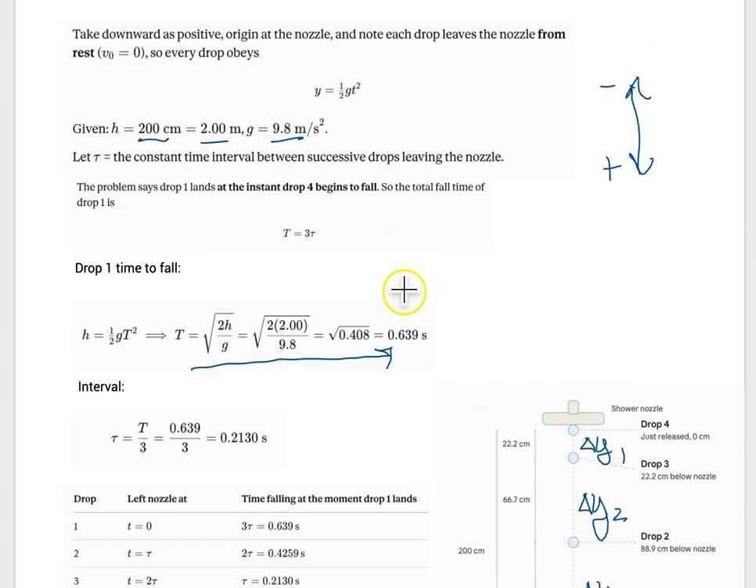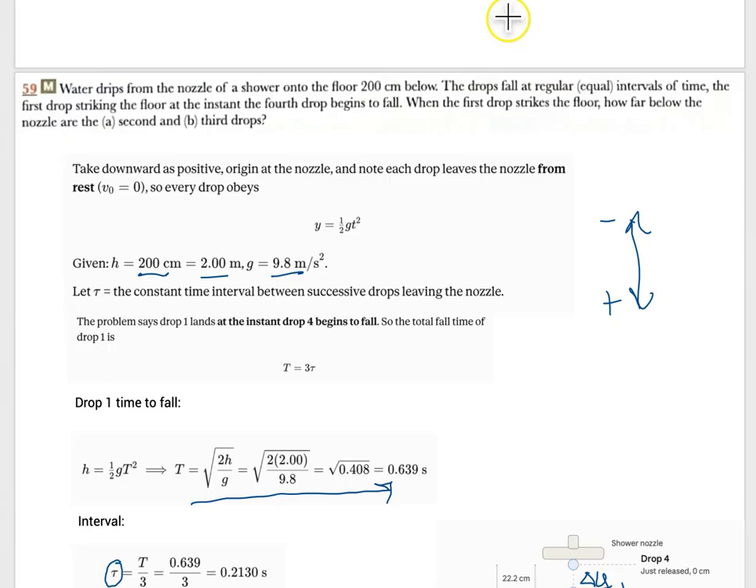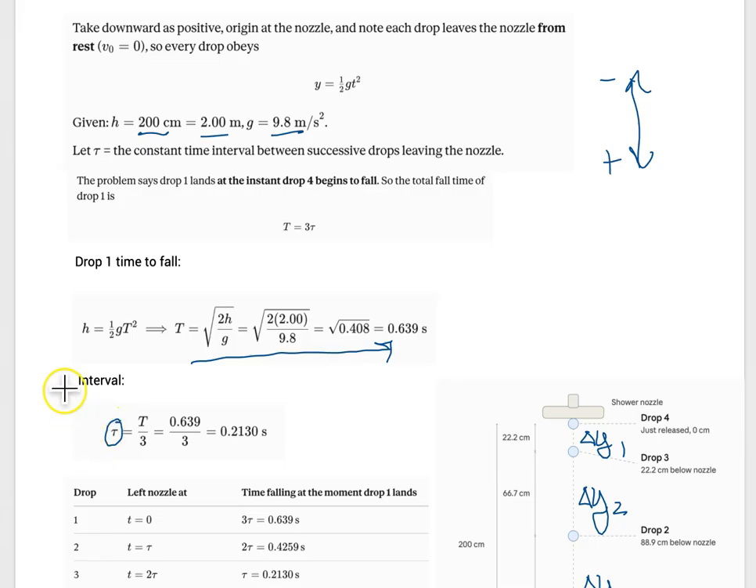So those times, time 1, time 2, and time 3, are each represented by this funny symbol. You could put anything in here. You could do X, but they like to do this funny looking symbol. We call it tau, and it just means this is the interval of time between the dots, between those drops. So if I know that it took 0.639 seconds, and we know that the drops fall at regular intervals, we just need to find that interval. So that's all that funny looking symbol is.